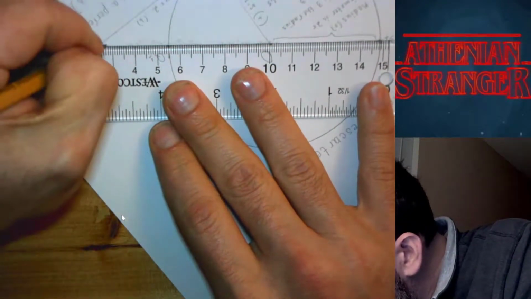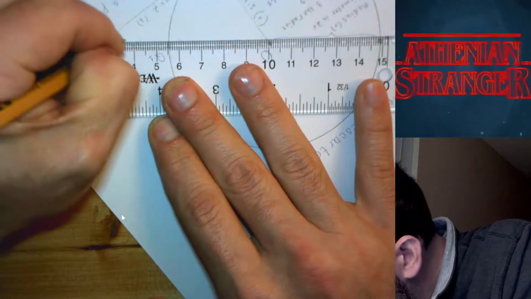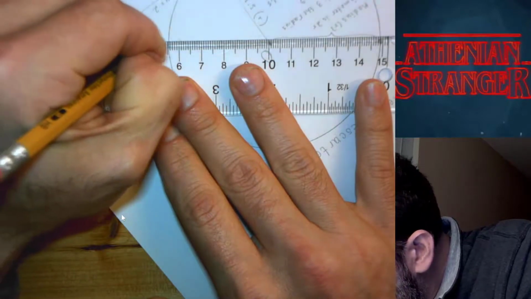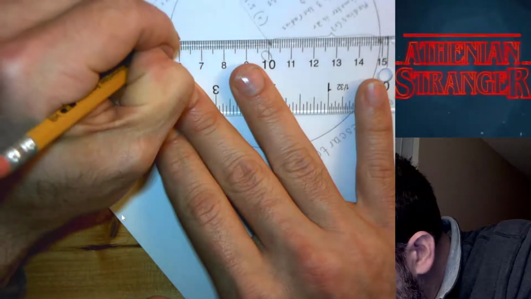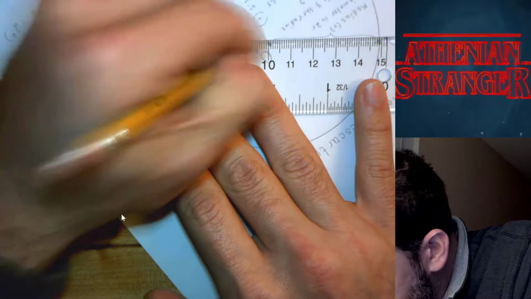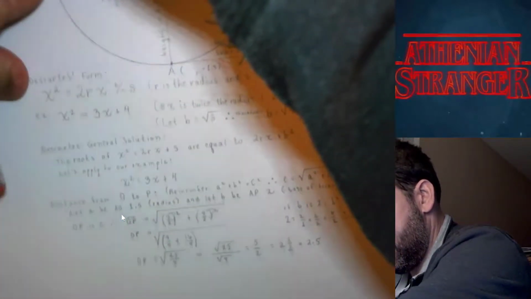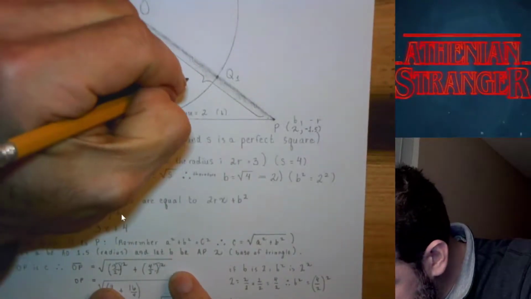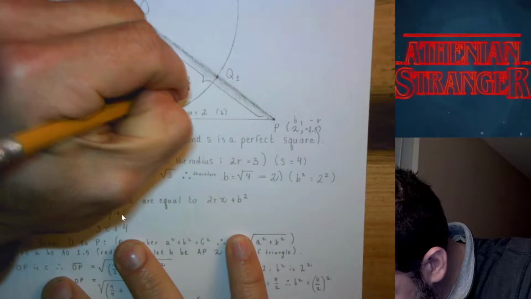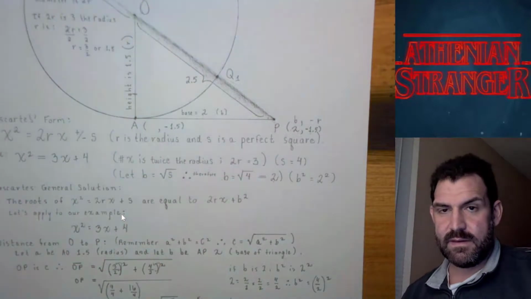This distance here, that distance right there, okay, is 2.5. Okay.